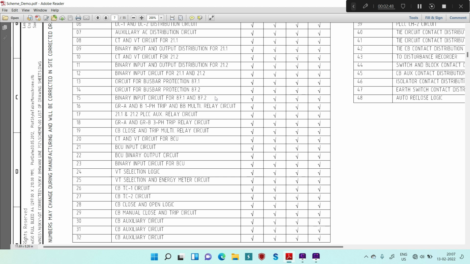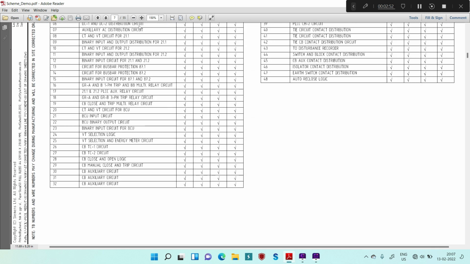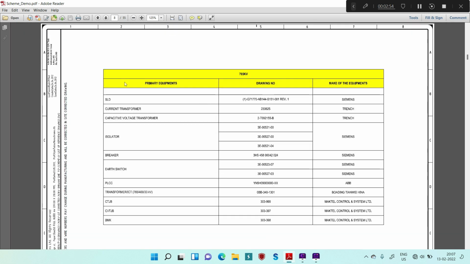Now if you move to the next sheet, you can see that some important drawing numbers and makes of the equipment are mentioned, but these are not of much importance for us in order to understand the scheme drawing. So this is the SLD, or current transformer capacity, voltage transformer, serial numbers and make that you can refer to on this page.